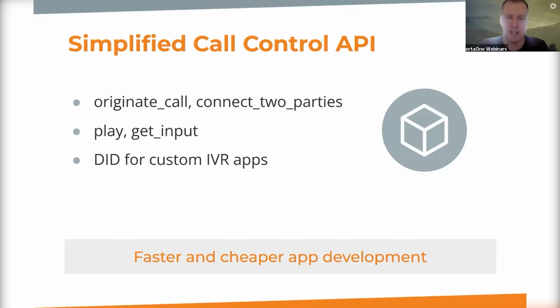And the last but not the least is a change not directly related to Call Control API, but it's a change of how you set up custom IVR application inside of the PortaSwitch. In the previous version, you needed to go to the IVR applications and create a custom application and assign DID to it. And only after that, you could have an account which would utilize that application. So there was this two-step configuration. So we got rid of the first step.